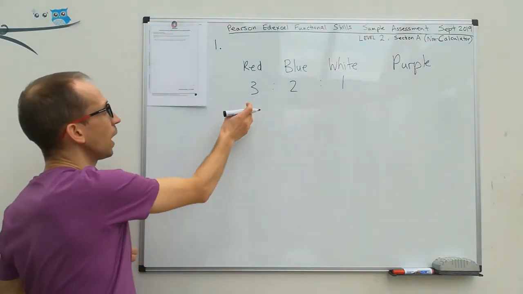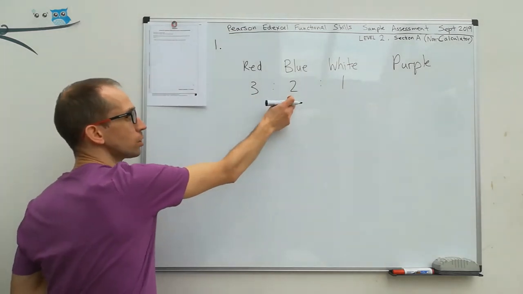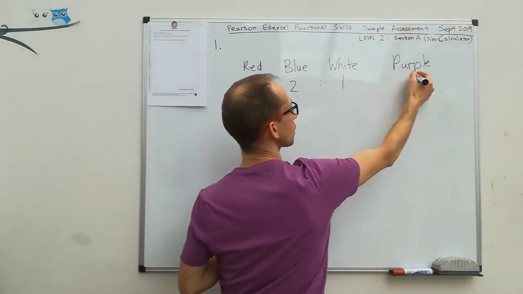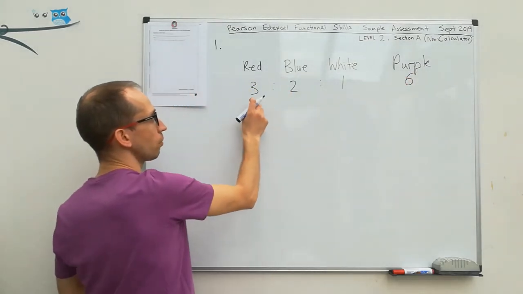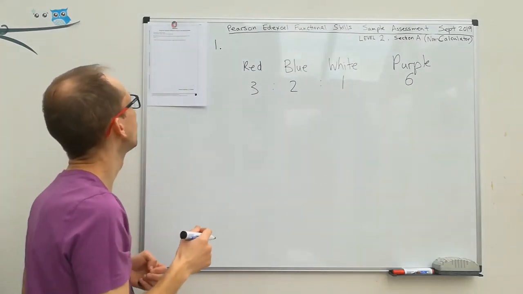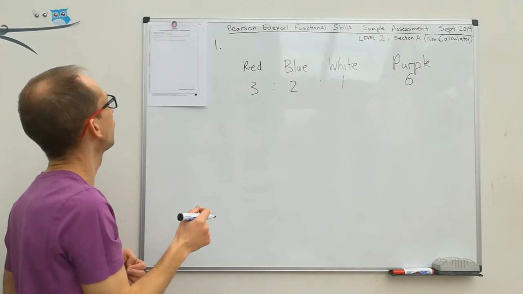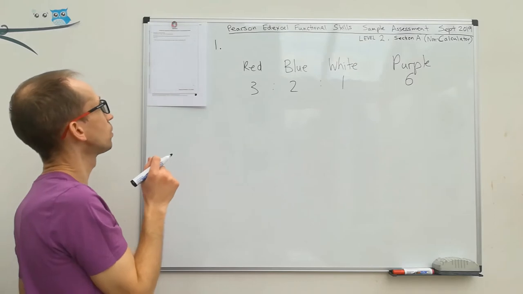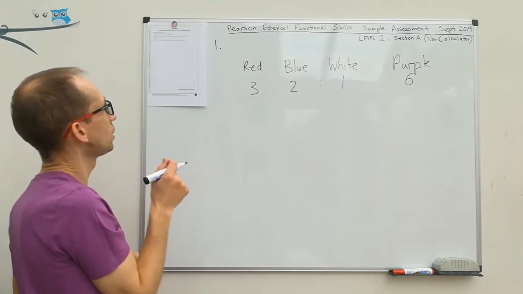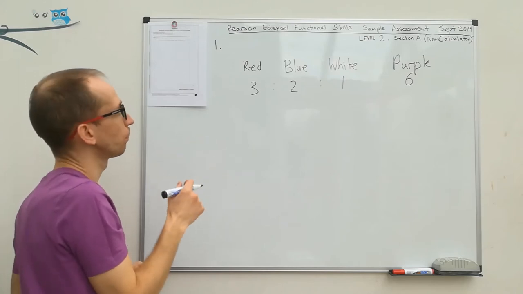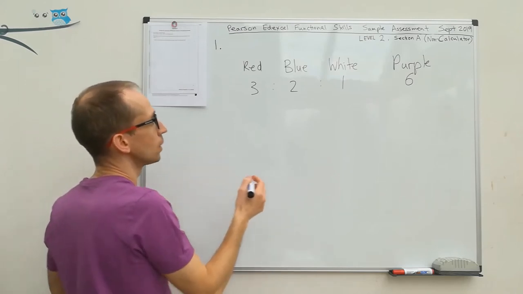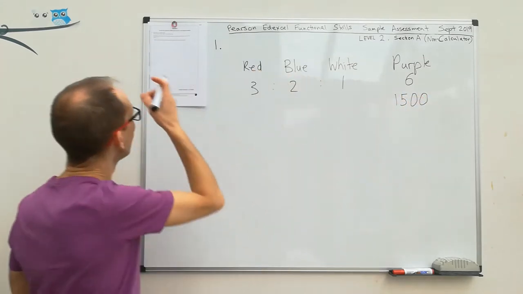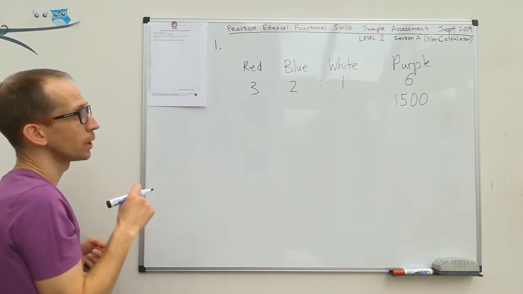So if we had 3 litres of red paint, 2 litres of blue paint, and 1 litre of white paint, well, that would make 6 litres of purple paint. 3 plus 2 plus 1 is 6. Okay, this is going to be helpful for us to do the next part. They're asking us how much blue paint Rhea needs to make 1,500 millilitres of purple paint. Sorry, I was saying litres before, but it doesn't matter if it's millilitres or litres. So, 1,500 of purple. Okay, so we know that as a fact.